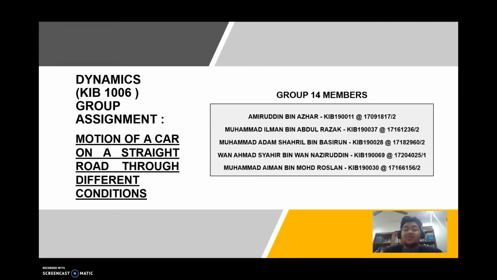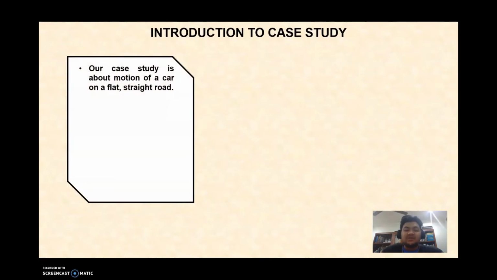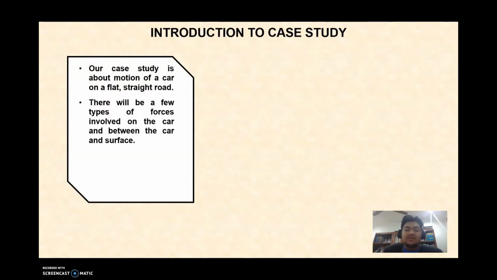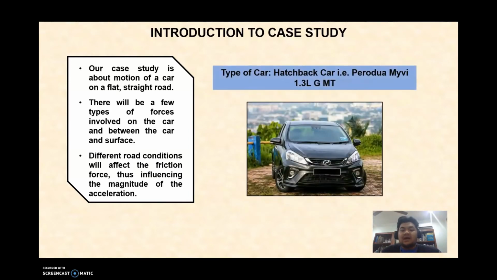Today we'll be taking a look at our case study, motion of a car on a straight road through different conditions. In this case study, it's about the motion of a car on a flat straight road. There will be a few types of forces involved on the car and between the car and the surface, which will be mentioned later. There will be two different road conditions that will affect the friction force, thus influencing the magnitude of the acceleration. The type of car in this case study will be a hatchback car, the Prodrome IV 1.3 liter.